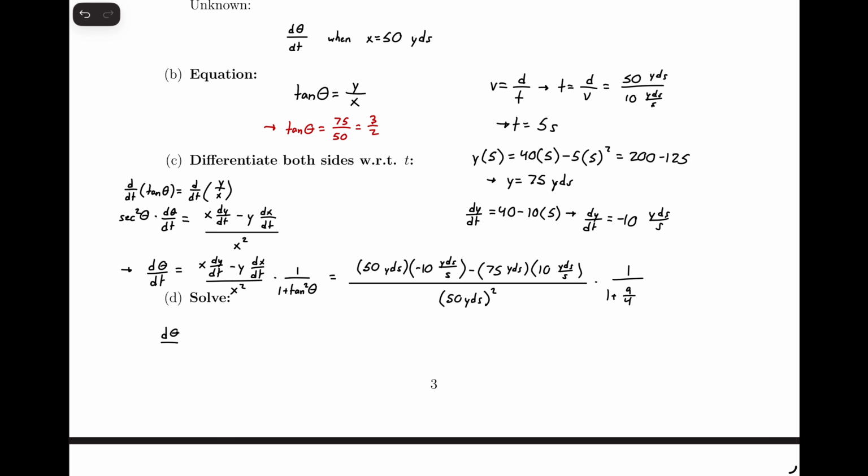We have d theta dt. We're nearly there, I promise. D theta dt equals 50 yards times negative 10 yards a second. That's negative 500 yards squared per second. Minus 75 yards times 10 yards per second, 750. Oops, that's yards squared per second. All over 2,500 yards squared. And then times 1 over 1 plus 9/4, that's 13/4.